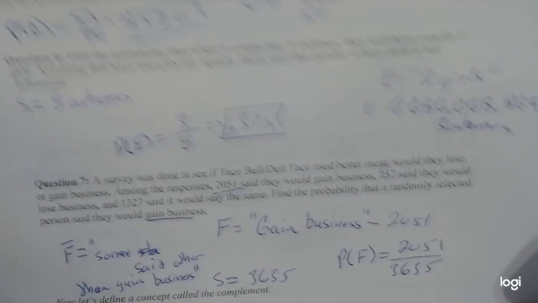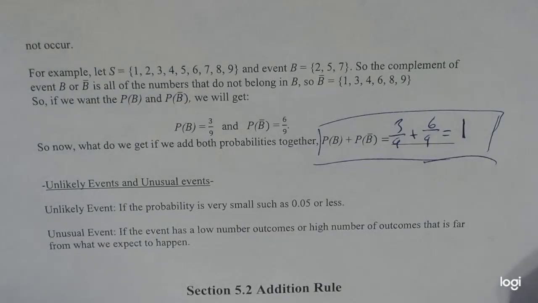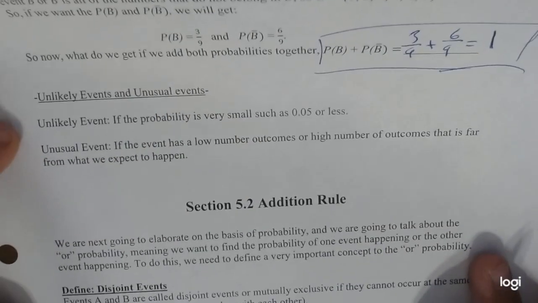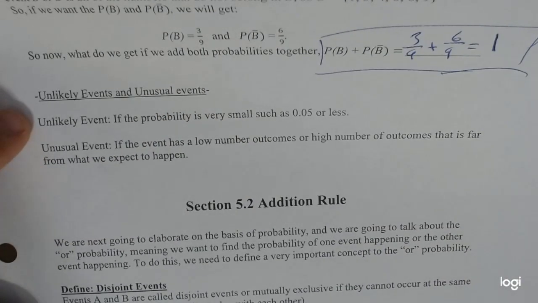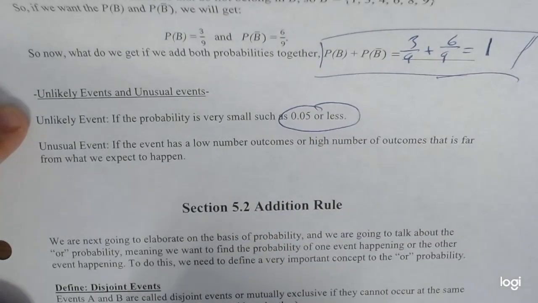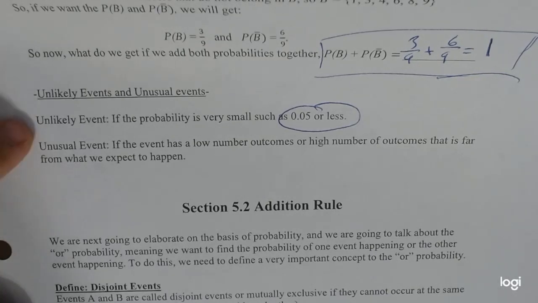Okay. All right. So the last thing about this section is unlikely and unusual events. An unlikely event is a probability that's super, super small. So we're going to break it down: anything that's less than 0.05 as your answer is considered an unlikely event. Some questions ask, is this an unlikely event? Just look at your answer. If it's less than that number, then it's an unlikely event, unlikely to happen. Does that make sense?